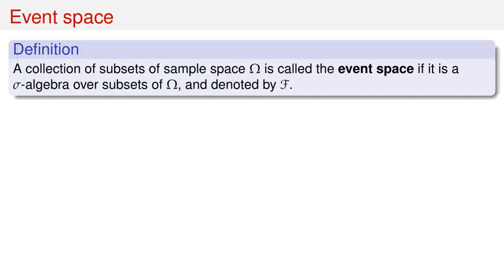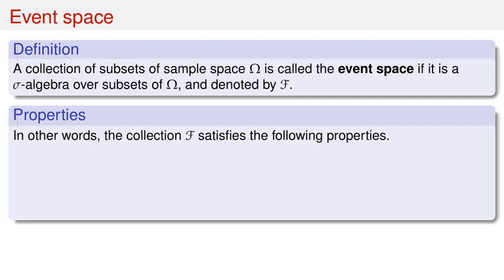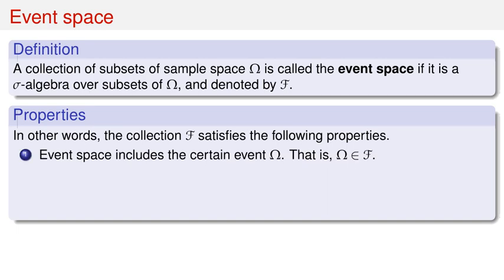Now that we have the sample space, let's define the event space. A collection of subsets of the sample space omega is called the event space if it forms a sigma algebra over the subsets of omega. We will denote the event space by script F. What properties must this collection script F satisfy to be a sigma algebra? First, the event space must include the certain event, omega itself. So omega must be an element of script F.